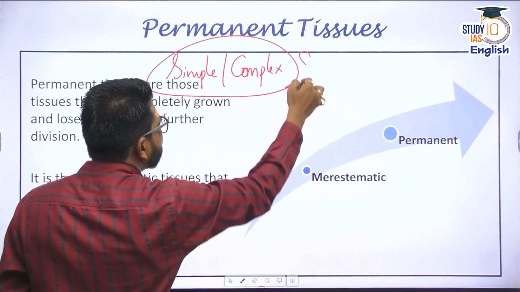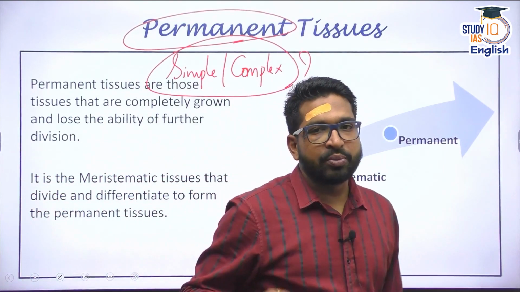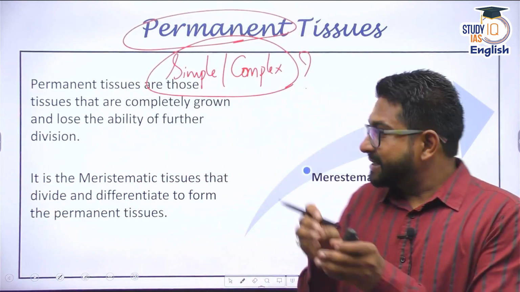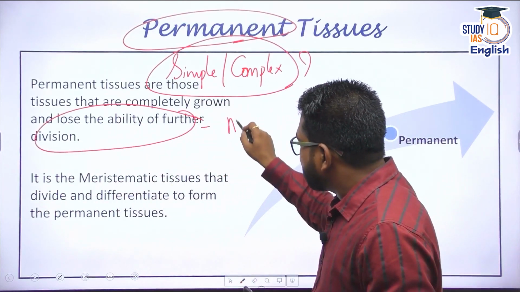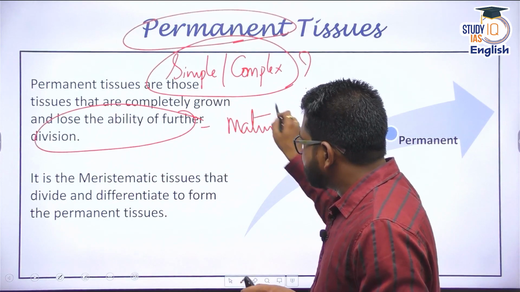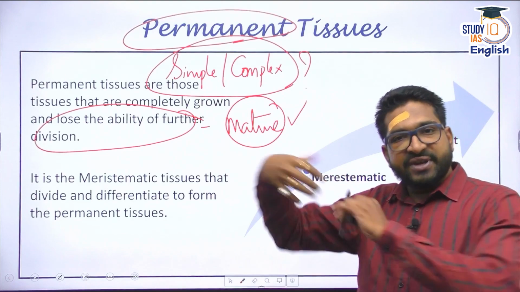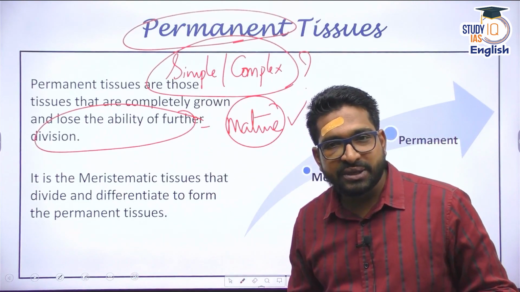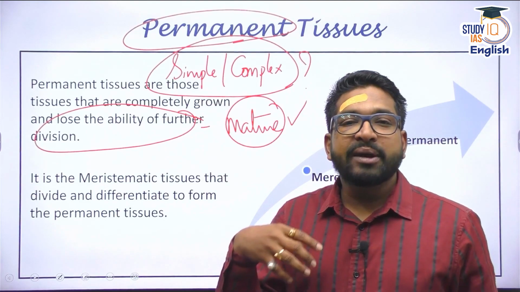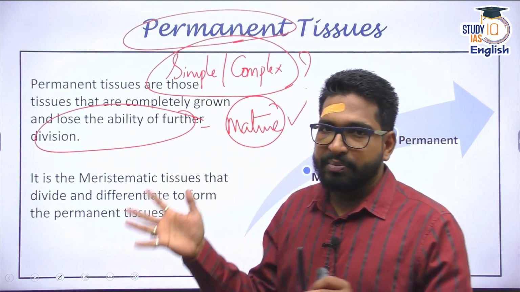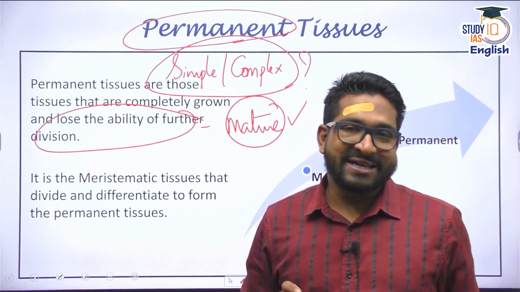Now, what is the meaning, first of all, of this permanent tissue? Please remember, permanent tissue are tissues wherein the cells lose the ability to further divide. That means they are mature kind of cells or a combination of mature cells that lose the ability of further division. They are permanent. They have some specific function which they keep on performing. And many, especially the complex permanent tissues, are composed of dead tissues itself.